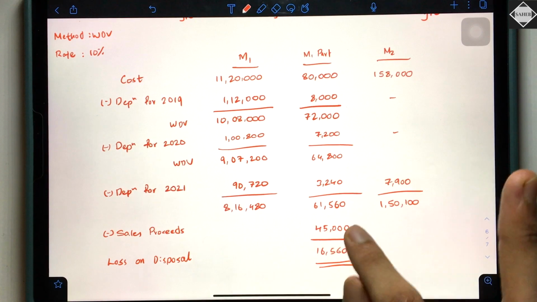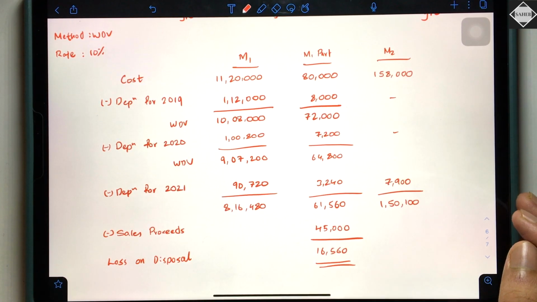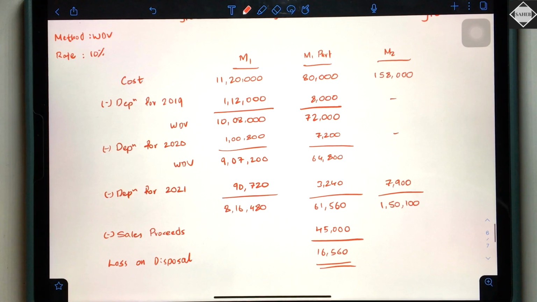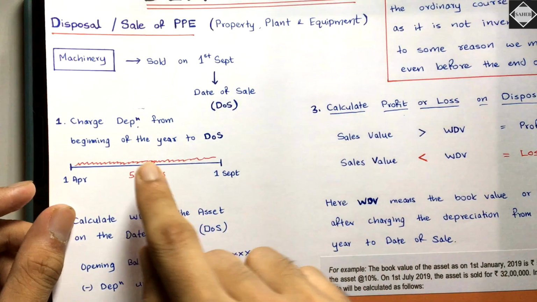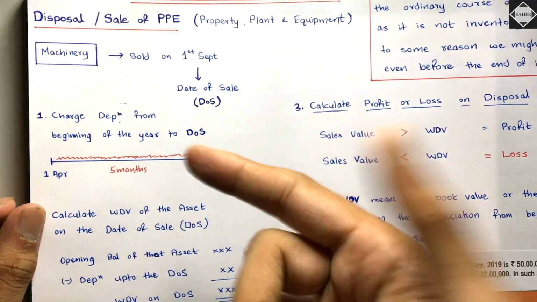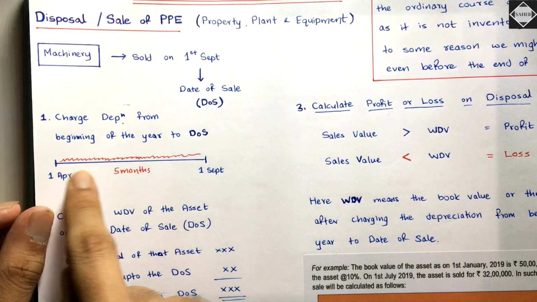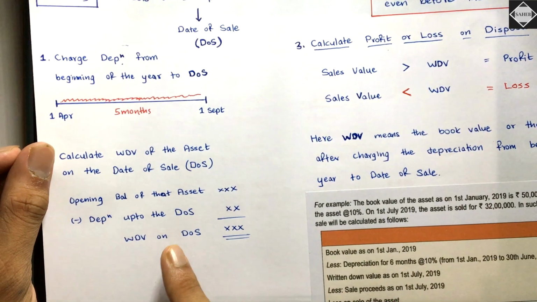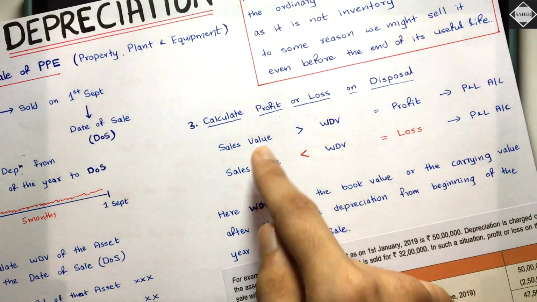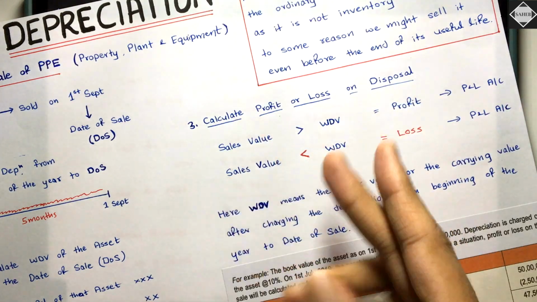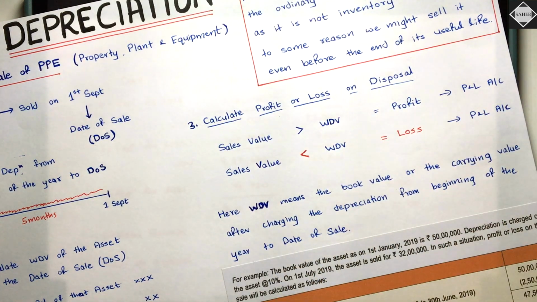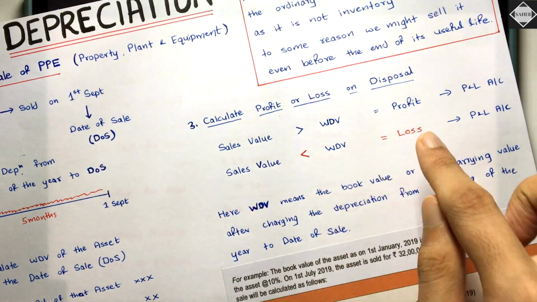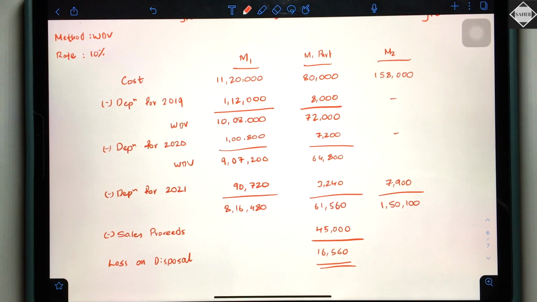So see, 61,560. That's the WDV on the date of sale. Is it clear? I told you now, 3 procedures you have to follow. The first one is you have to charge the depreciation from beginning of the year to the date of sale on the asset which you have sold, right? So we had to charge 6 month depreciation and then deduct that from the previous WDV. You will get the WDV on the date of sale, and then this you have to compare with the sale value, whether it is more or less. If the sales value is more than WDV, then we have got profit. If sales value is less than WDV, then we have got loss, isn't it? So this comparison we have to do over in this working note only.